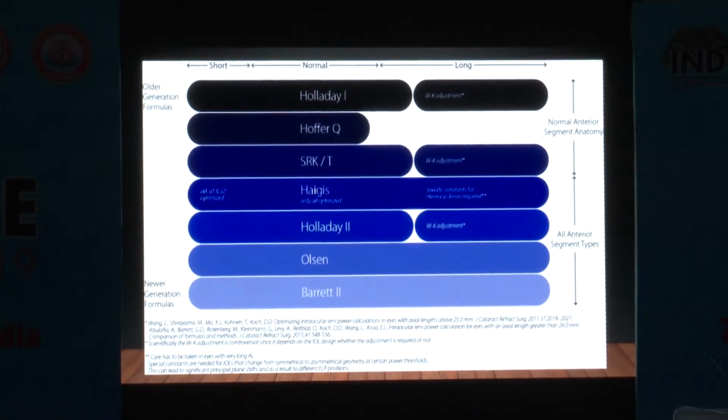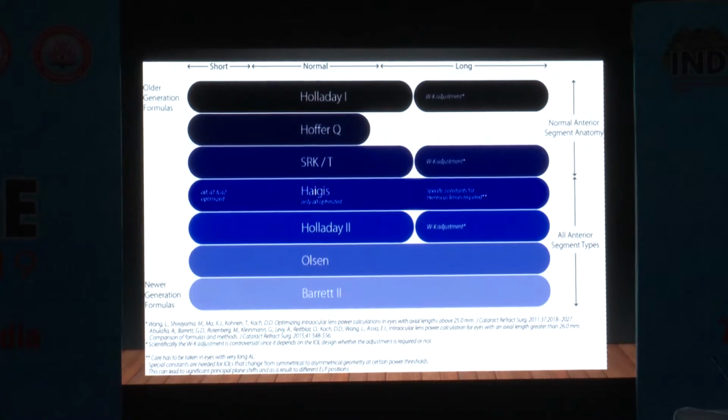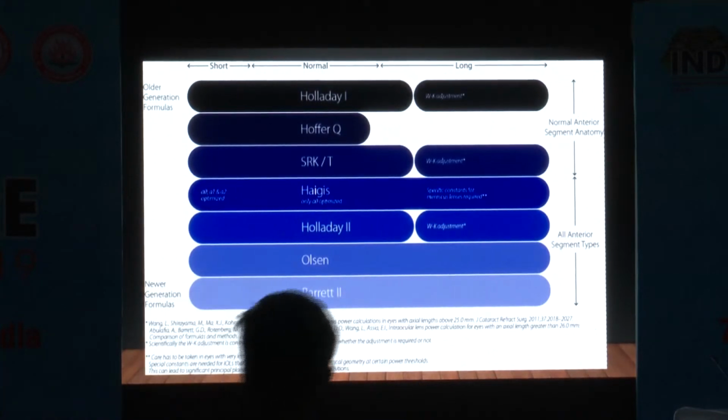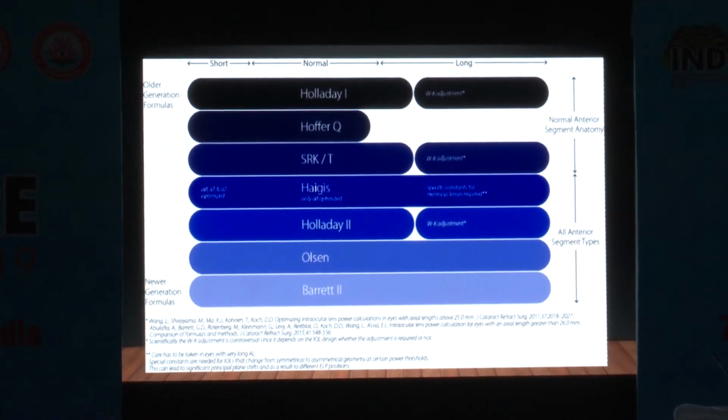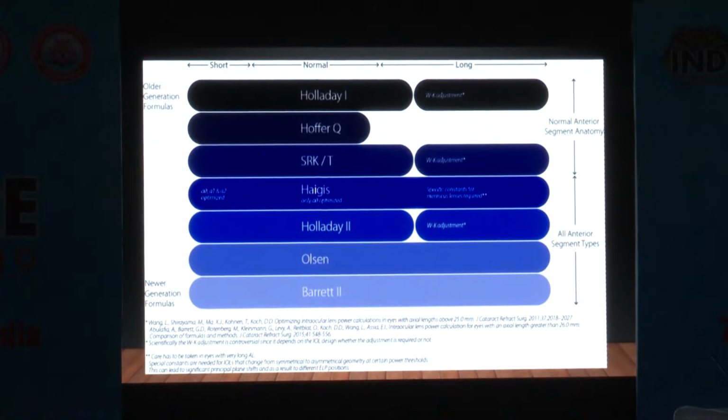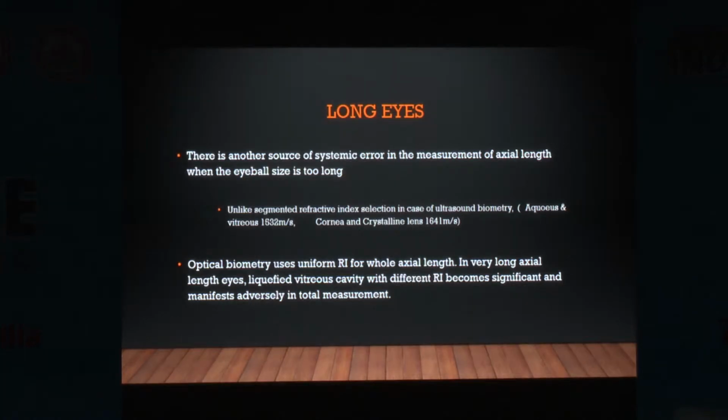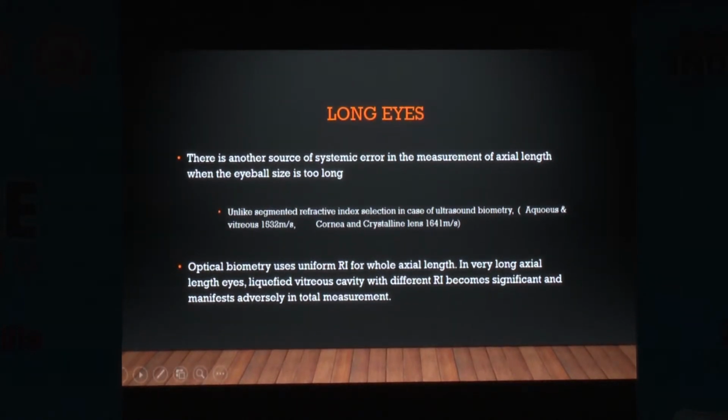Third picture, you will come across this quite often regarding formula selection, IOL power calculation formula selection. What I want to show you is the Wang or WK adjustment, Wang-Koch adjustment. So what is that? In long eyes, what happens in ultrasound biometry and optical biometry? In ultrasound biometry, there is differential measurement of different segments of the eyeball, and the machine is fed in a way that it will measure at different velocity. But in optical biometry, a refractive index is considered uniform all across.